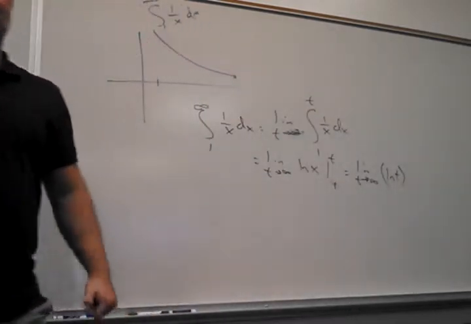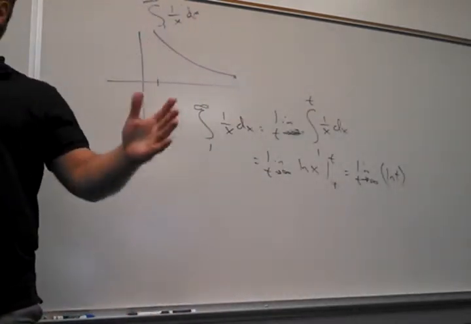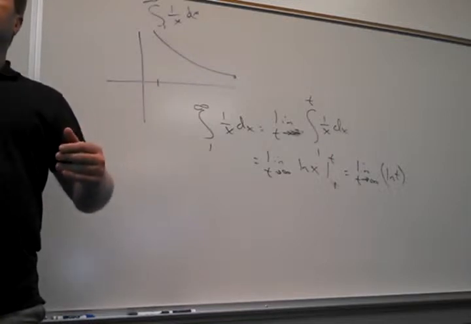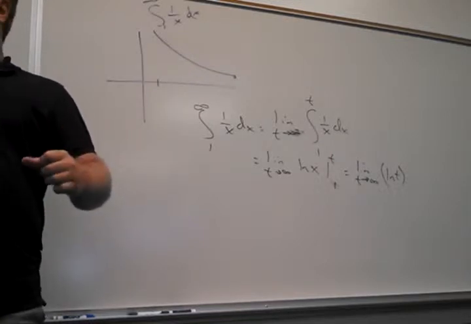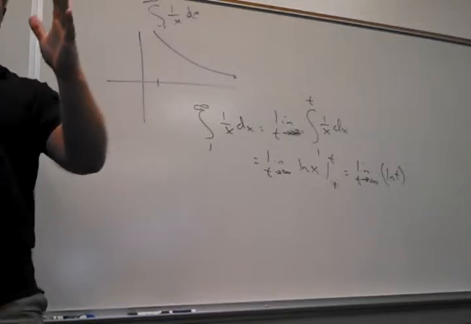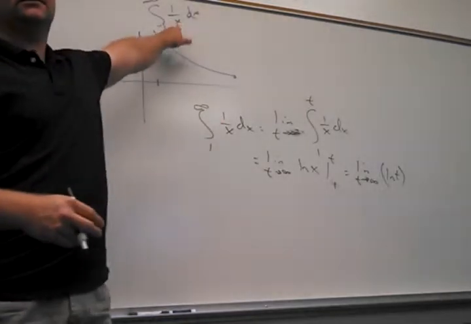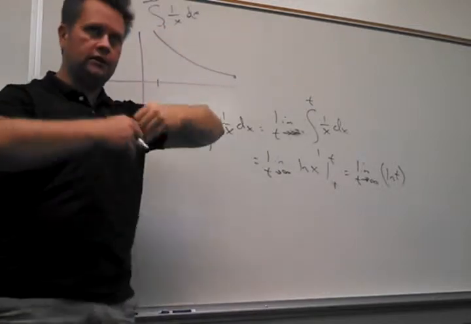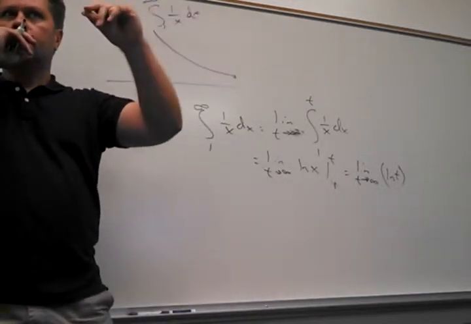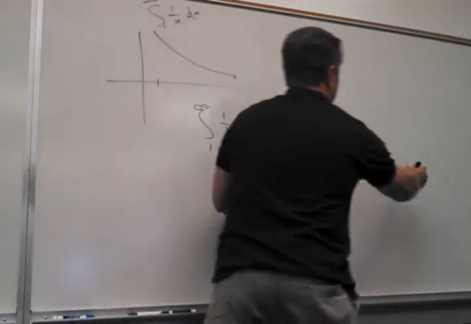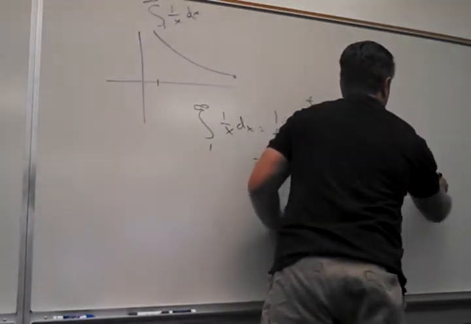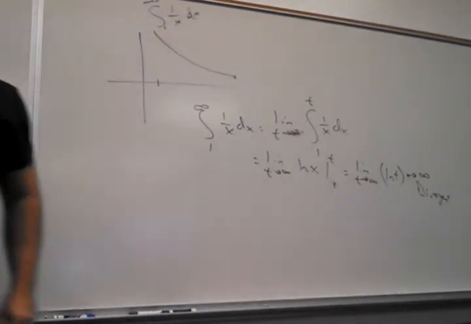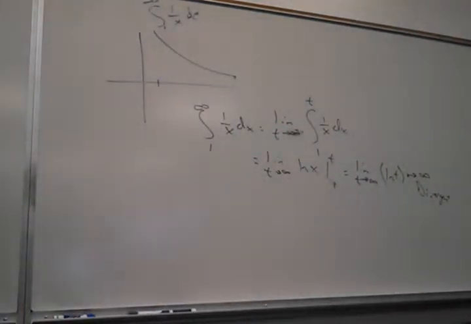And of course, what does ln do as its input goes to infinity? Bigger, bigger, bigger. It goes to infinity, right? So that's divergence. That's like I said. This area here is just too big. If you add it up forever, it actually does go to infinity. You guys with me? So that would be divergent. Goes to infinity. Divergent.